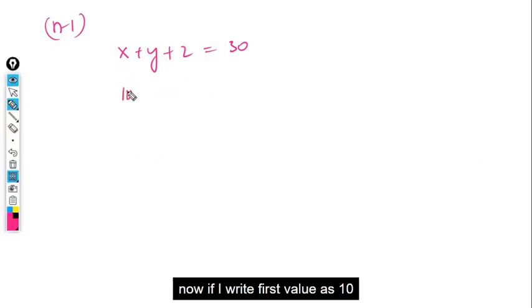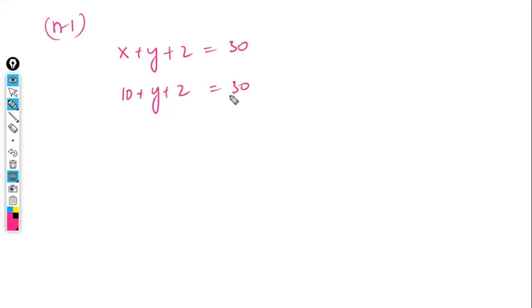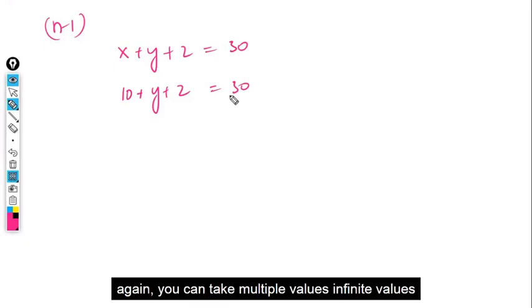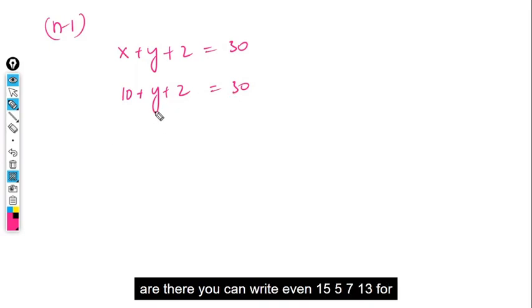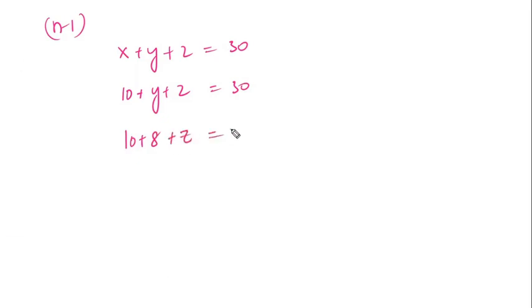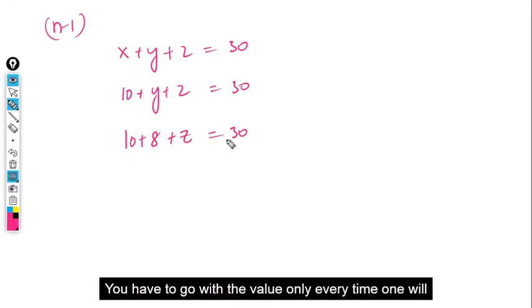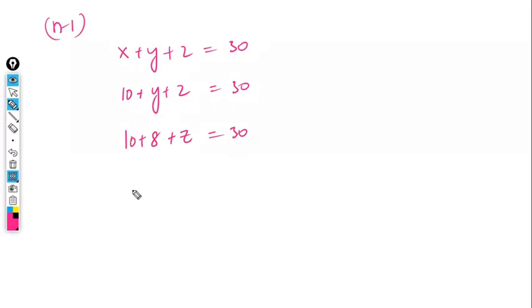Now, if I write the first value as 10, y plus z is equal to 30. What are the different values of y and z possible? Again, you can take multiple values. Infinite values are there. You can write 15, 5, 7, 13, 2 and 18, like this. But if I write this second value also as 8, what is the option? Now there is no choice for you. You have to go with the value only. Every time one will be left out with no choice. That is called Bessel correction.